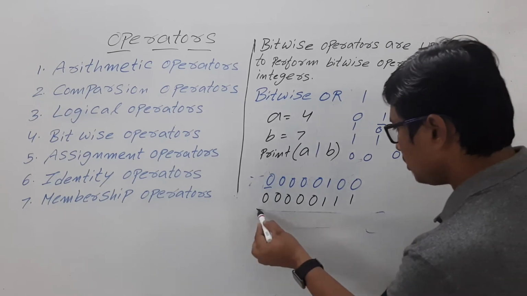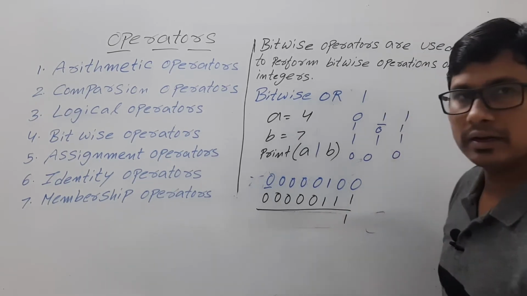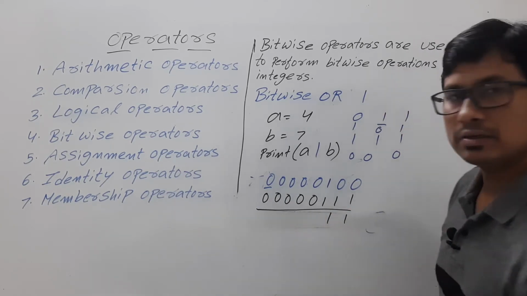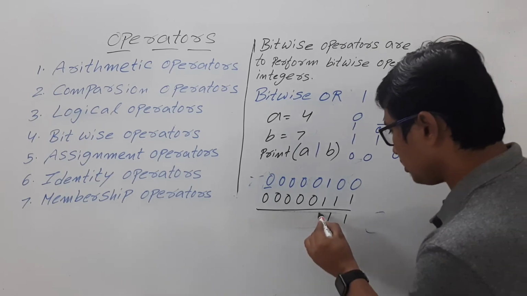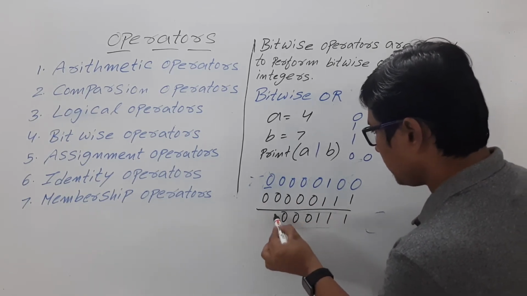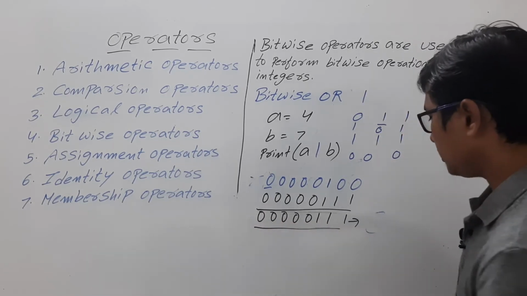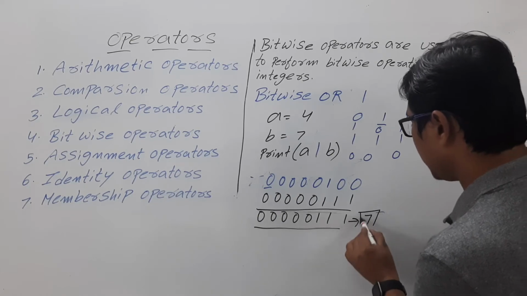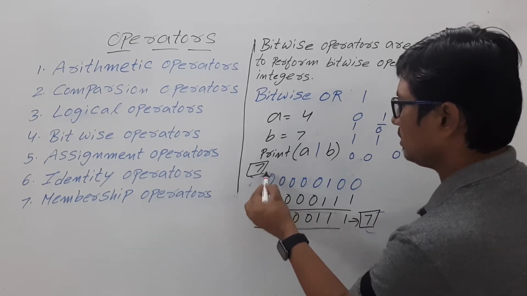Now if you look, 0 and 1 gives 1, 0 and 1 gives 1, and 1 1 gives 1. So if you perform bitwise OR you will get 1, and the rest of the things will be 0. If you convert this binary number to a decimal number, you will get the value 7. So this will be 7.